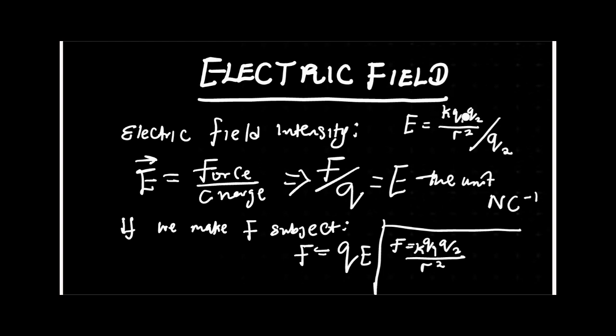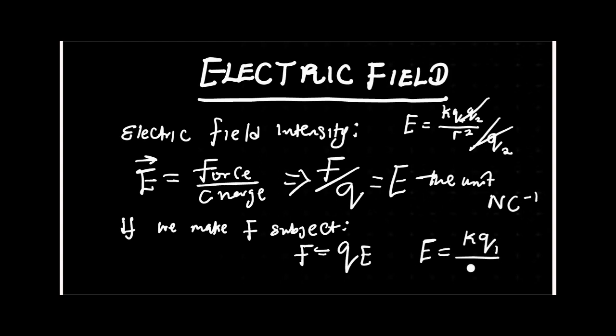Your Q1 is the charge producing the field. Your Q2 is the charge experiencing the field, same as this guy. So we can denote this as Q2 because it's the charge experiencing the field. Substitute it here. What will happen? They will cancel out, and we'll be left with just E equal to K Q1 over R square. Are we there? All right, so the first equation to note, I will summarize everything here.